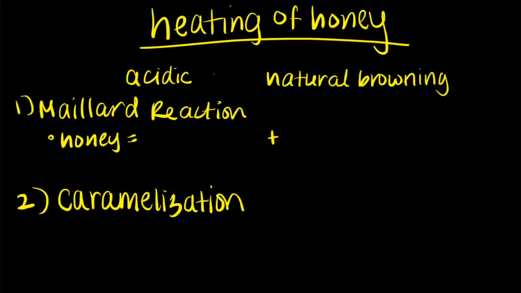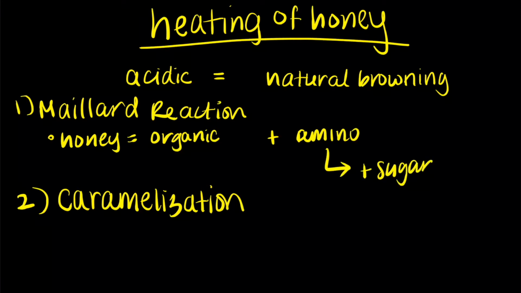The heating of honey causes many chemical reactions. Since honey is acidic, this causes natural browning over time. There are two processes that honey goes through. The first is the Maillard reaction. Aside from organic acids, honey also contains amino acids. In the Maillard reaction, these amino acids react with sugars found in honey to cause non-enzymatic browning to occur.